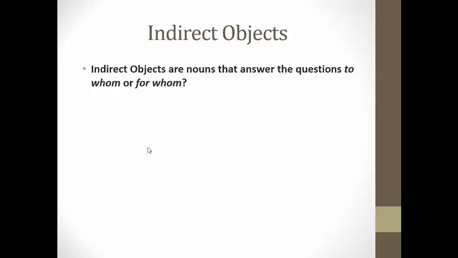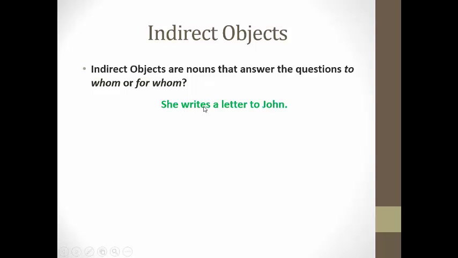Okay, so indirect objects answer the questions to whom or for whom. Look at this sentence in green. She writes a letter to John. Let's break down this sentence. She is the subject.